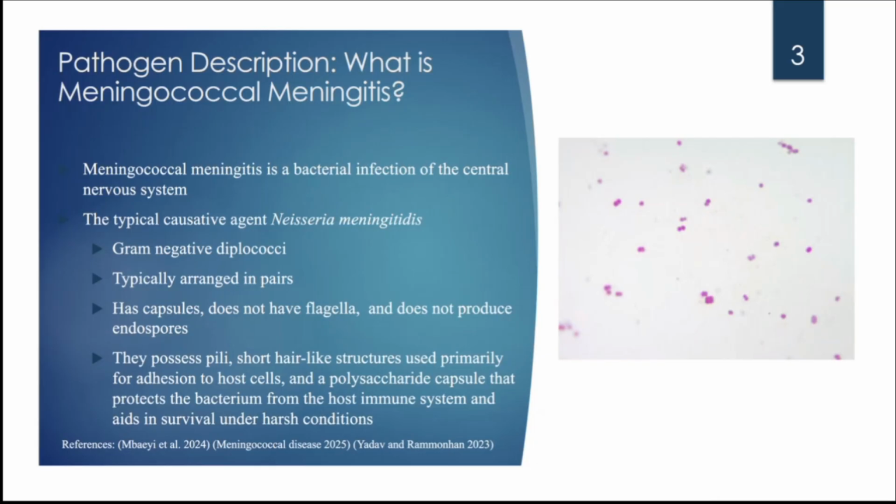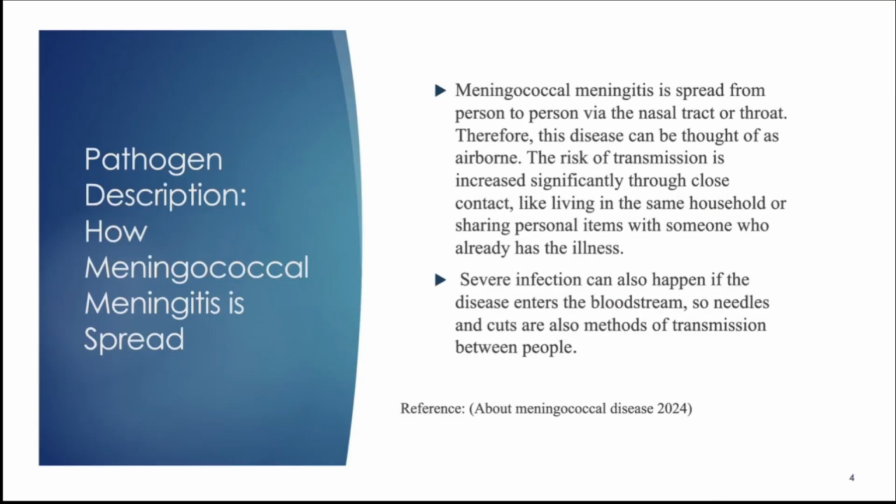It does not have a flagella, and it does not produce endospores, which is what bacteria use to be able to survive harsh conditions. They possess pili, short hair-like structures that primarily help for adhesion to host cells, and it also has a polysaccharide capsule that protects the bacterium from the host immune system and aids in survival under harsh conditions.